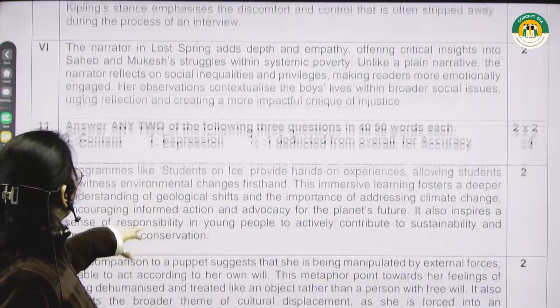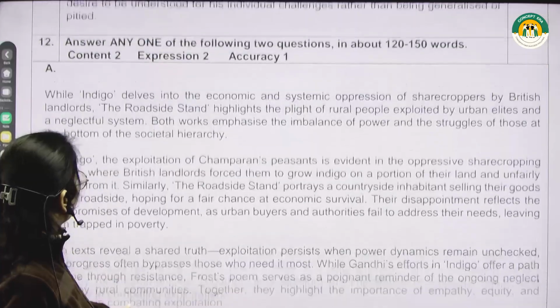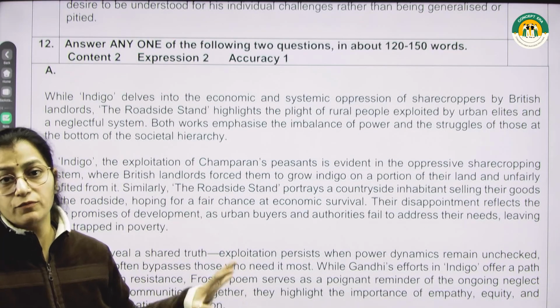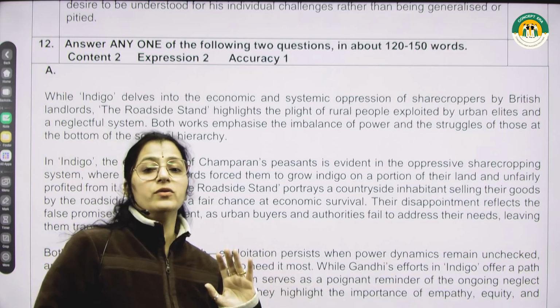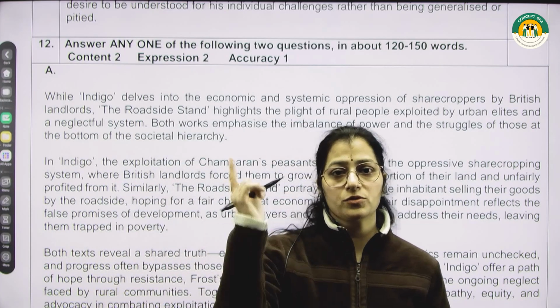Now we are jumping to the long answer type questions. I'll show you that some of the value points are given there. I'm not saying that this is the complete answer you're supposed to write, but yes, you must keep the value points in your mind while you are drafting your long answer, what the question is asking and what you're supposed to write there.